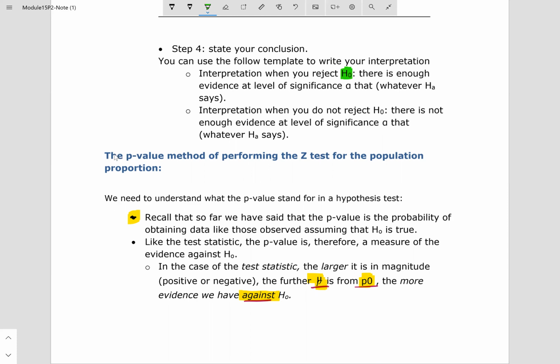So this is the second way we're going to do things. Instead of using the critical value, we're going to use the p-value method. And that's looking more at the proportion of what's happening. And I just underlined some things here, like the test statistic. The p-value is therefore a measure of the evidence against the null hypothesis. In the case of the test statistic, the larger it is in magnitude, the further the mean of the proportion is from the null hypothesis, the more evidence we have against it.